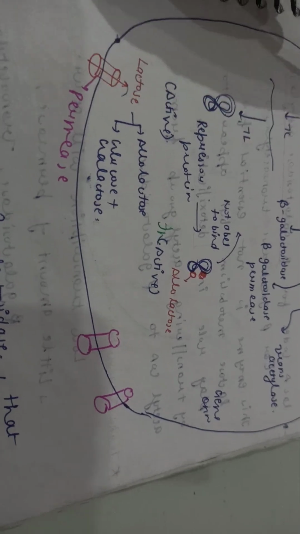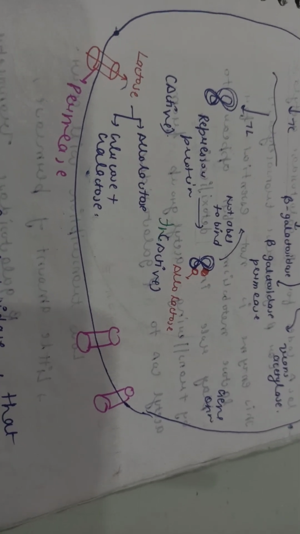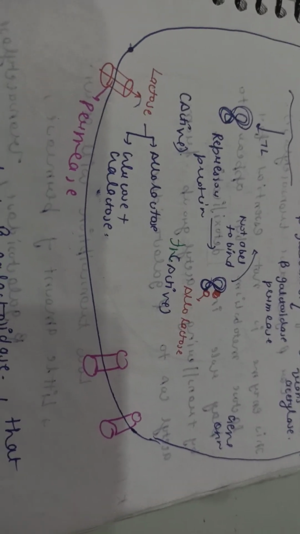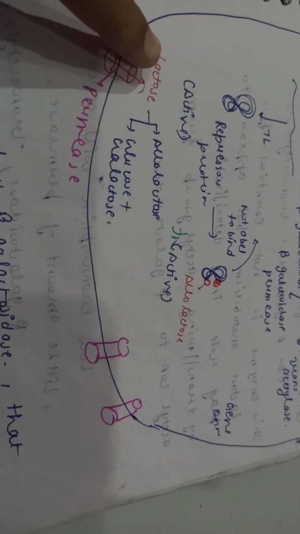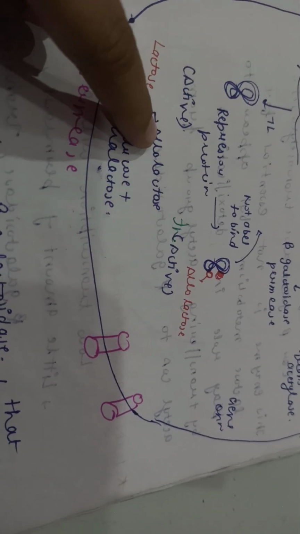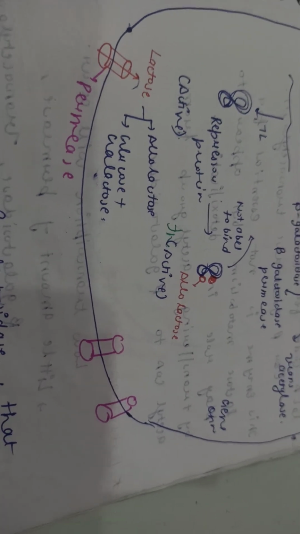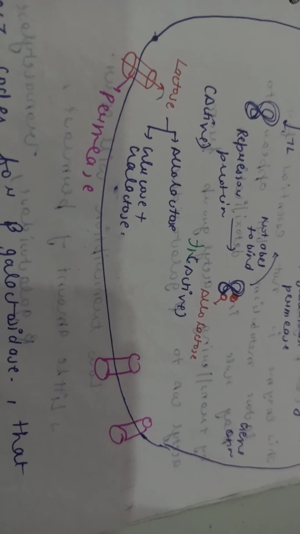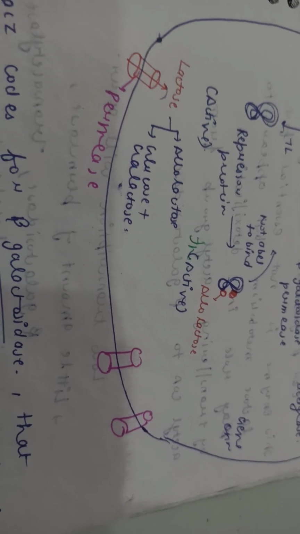So the thing is, on the E. coli membrane, some permeases are present, and these permeases allow lactose to enter into the body of E. coli. Now, if the lactose is entering through these permeases, it will get converted either into glucose and galactose, or into allolactose.